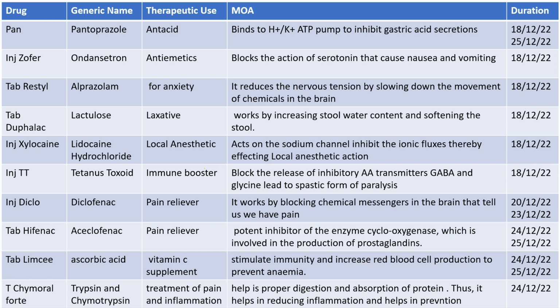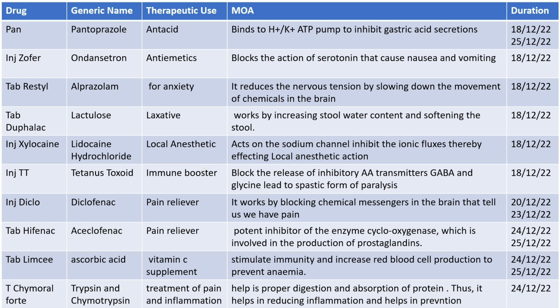And the below ones, injection diclofenac, tab hyphenac, tab limc, and tab chimeral forte, were given after the operation. Tab limc is an ascorbic acid, vitamin C supplement. It stimulates immunity and increases red blood cell production to prevent anemia, for increasing immunity and fast recovery of wounds after the surgery. So that's why the vitamin C supplement is given.